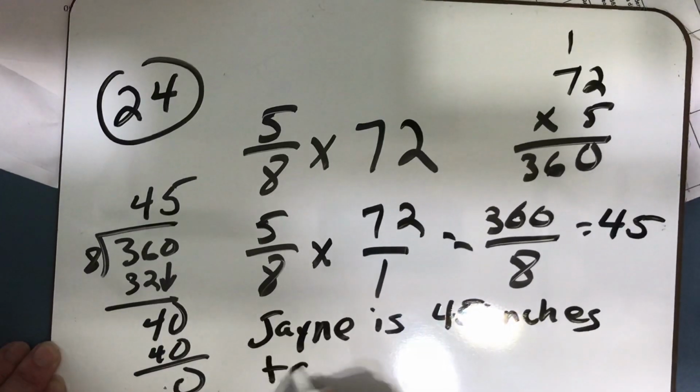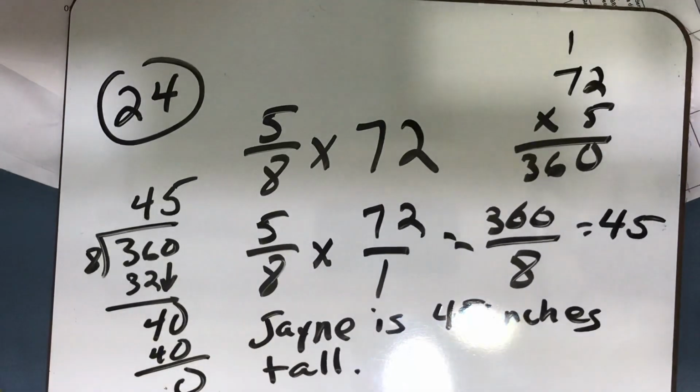Okay, and you found that by multiplying 5/8 times 72. Remember, your Chapter 12 test will be on Wednesday. You only have to do the odds on 267 and all of the problems on 266.